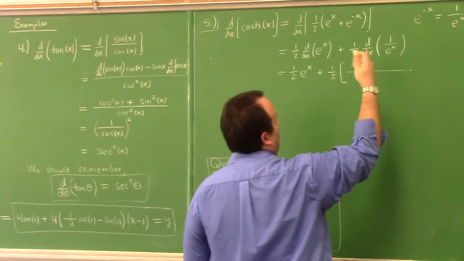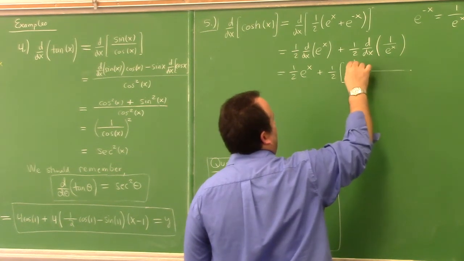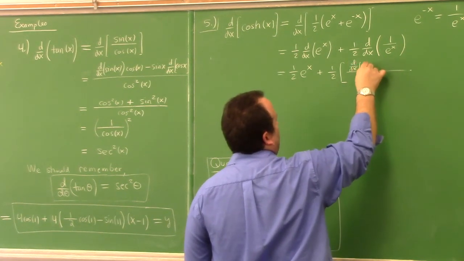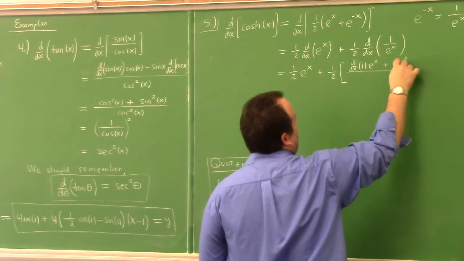So I'm going to use the prime notation this time. 1 prime, actually I'm not going to because I hate it when students use the prime notation. Although, admittedly, the prime notation is less writing.